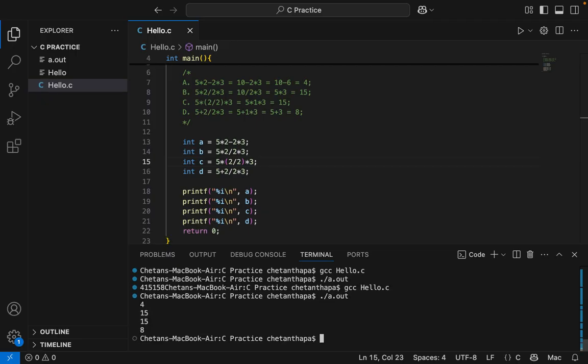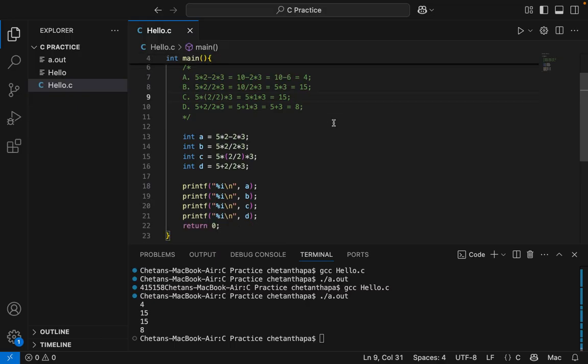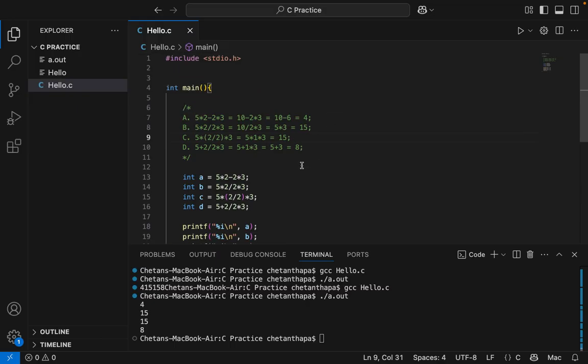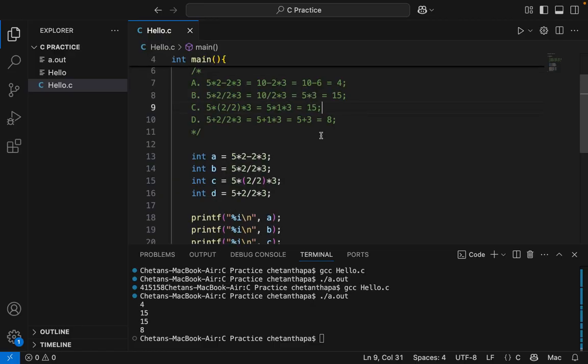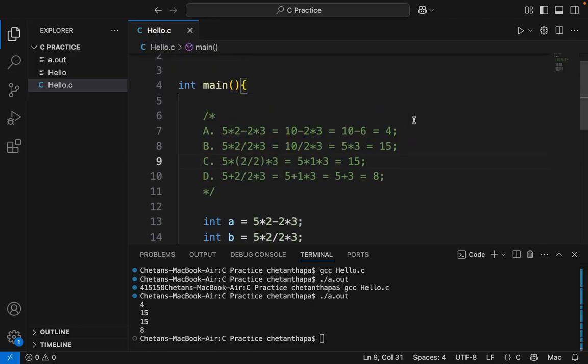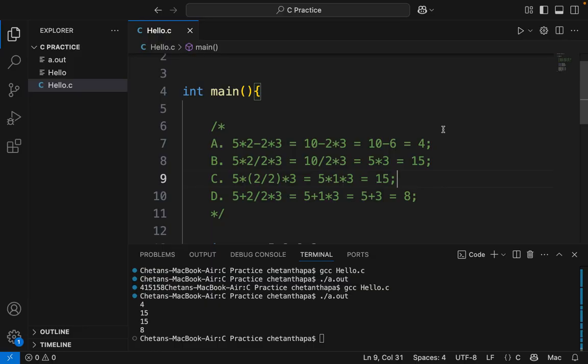Okay, 4 15 15 8. So our answer was 4 15 15 8. Okay, so we got our answer is correct. So this is how calculation takes place in this kind of operation. Okay, in this kind of problem, this is how C programming runs.